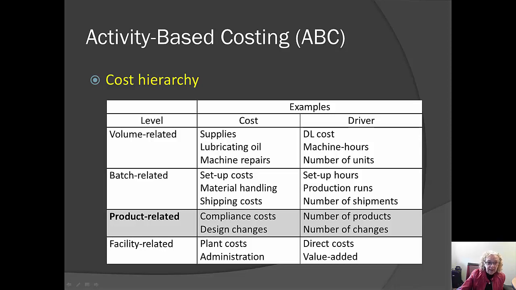Finally, we have some costs that are not related to the number of units or the number of batches or the number of products that we make. They are related to the number of facilities that we have. So, for example, we have rent on our factory, we have insurance on our factory, we have depreciation on our factory equipment. That happens once per factory in a way that is unrelated to the number of units that we make or the number of batches or the number of products. A single plant-wide overhead rate or departmental rates are not designed to reflect the fact that not all costs are volume-based. Only activity-based costing can do that.